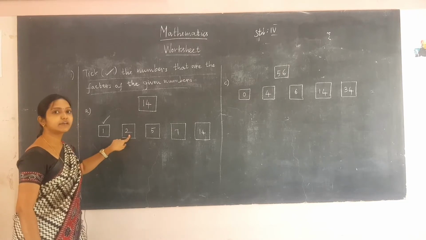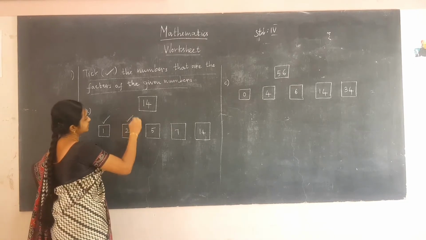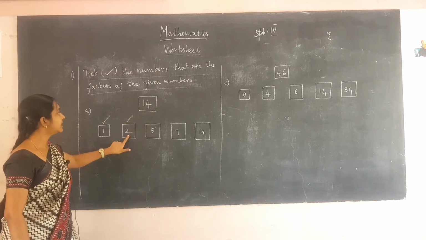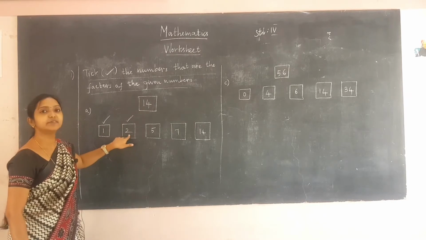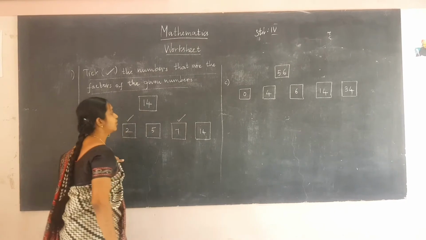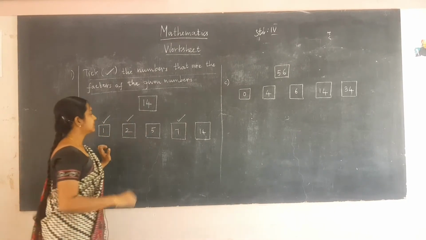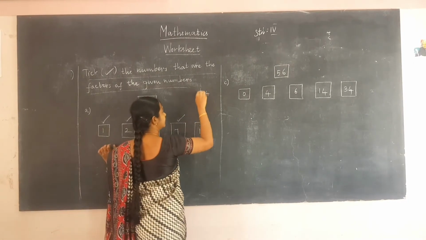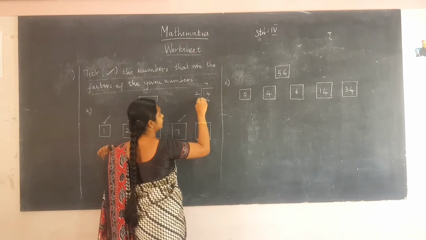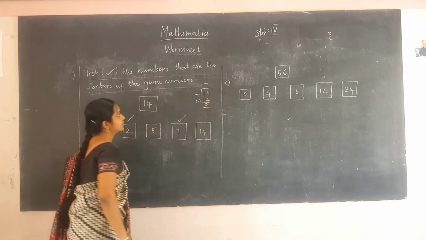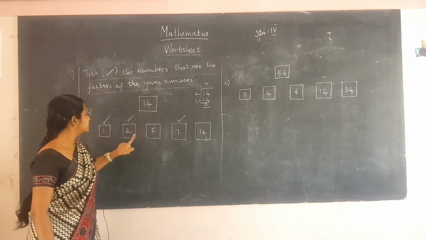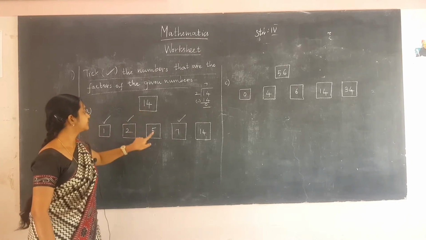2 is also a factor of 14 because 2 divides 14 exactly. While dividing 14 by 2, we will get 7. So 7 is also a factor of 14. Let us divide 14 by 2. 7 into 2 is 14. 14 minus 14 is 0. So 2 divides 14 exactly. So 2 is a factor of 14.